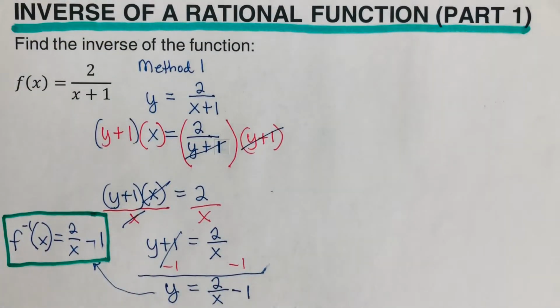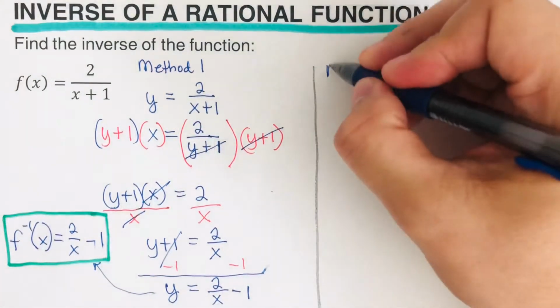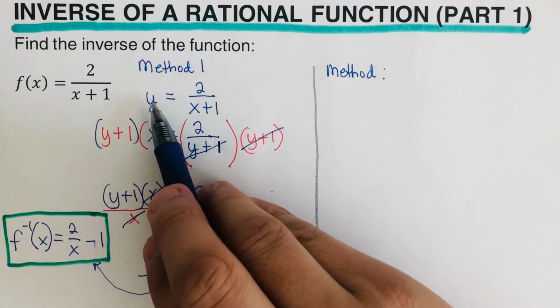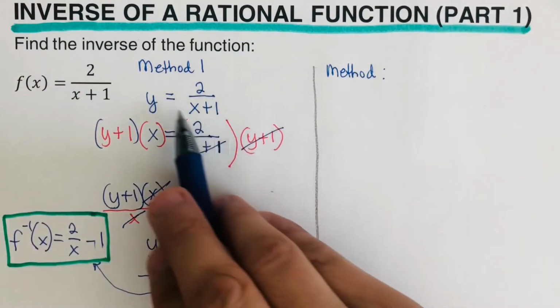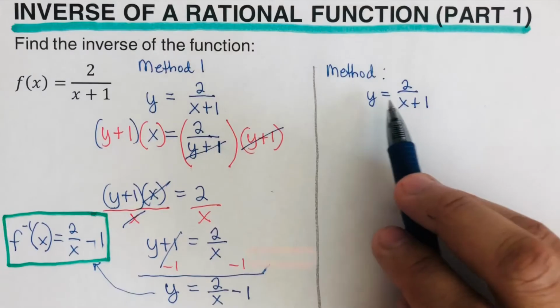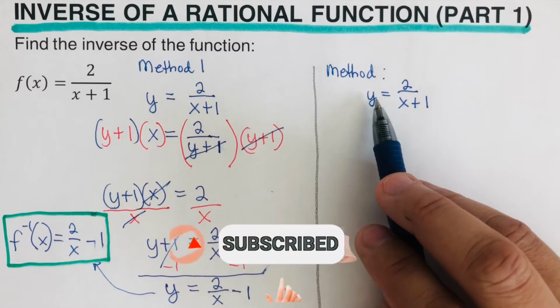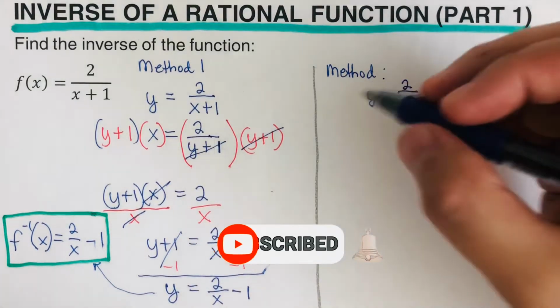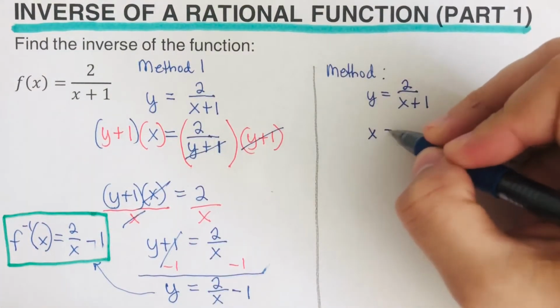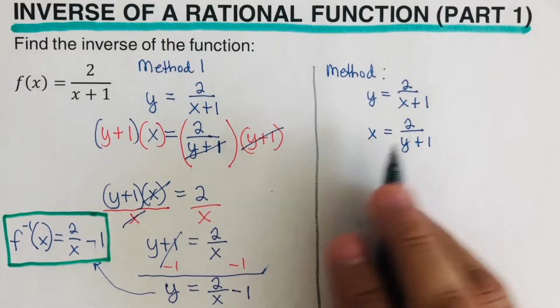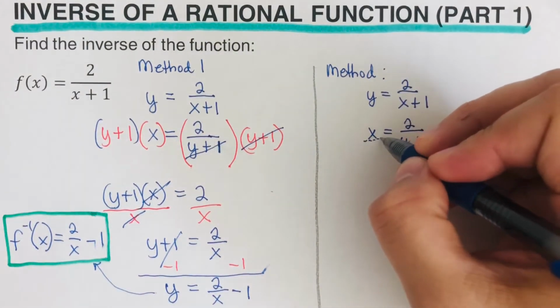Now, the other method that we can use, I'm going to show the method right here. It's pretty much the same thing. We are going to change f of x to y. So I'm just going to rewrite that up here. The next thing that we're going to do is to replace every x with y and replace every y with x and solve for y. So pretty much the same thing. But then from here, we remember that this one has an invisible denominator of 1.